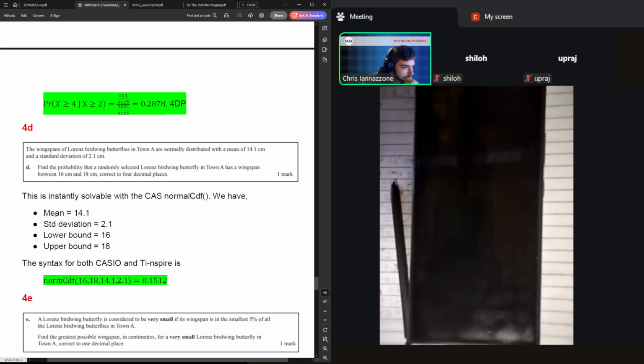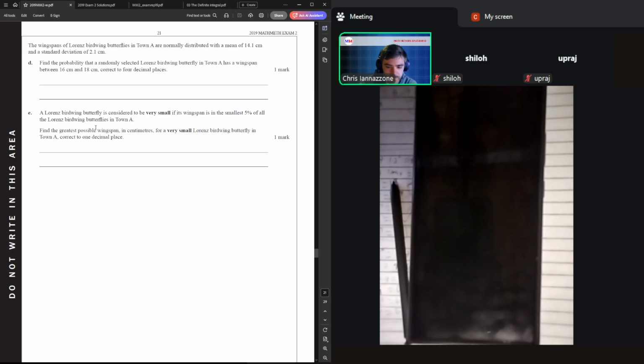Yeah, normal CDF, give the mean, standard deviation, lower and upper. Casio and TI-Nspire have the exact same, well, more or less the exact same thing. I think they flipped the mean and standard deviation spots, and on the Casio it's, no, it might still be called normal CDF on the Casio. Anyway, same thing. Cool, well done.